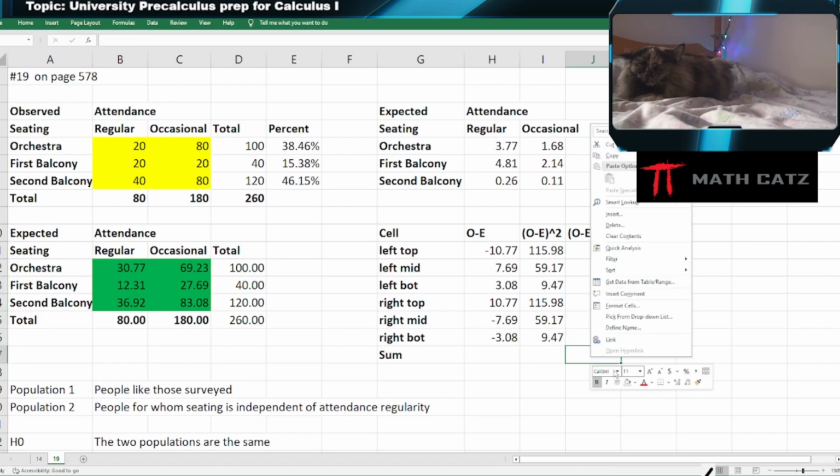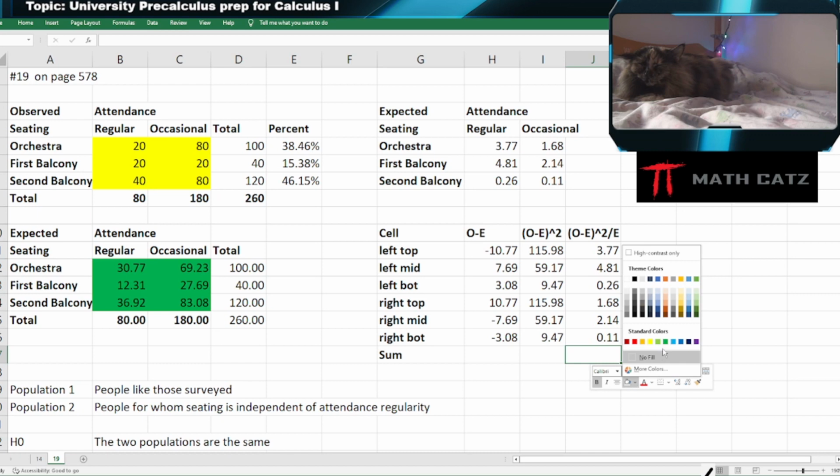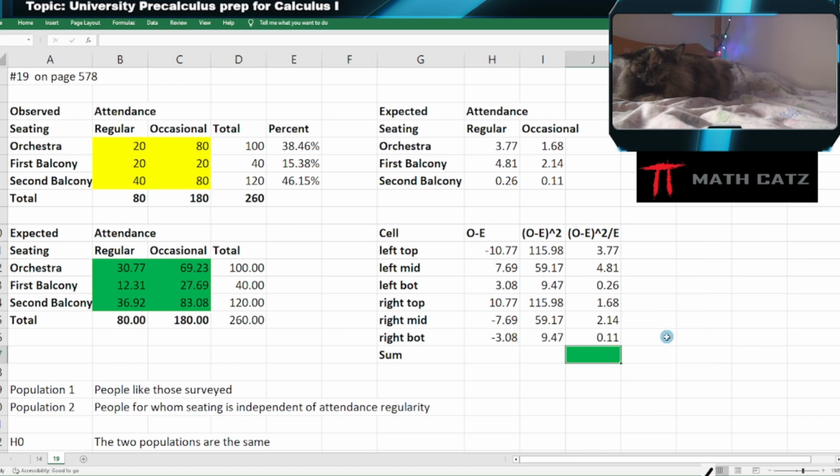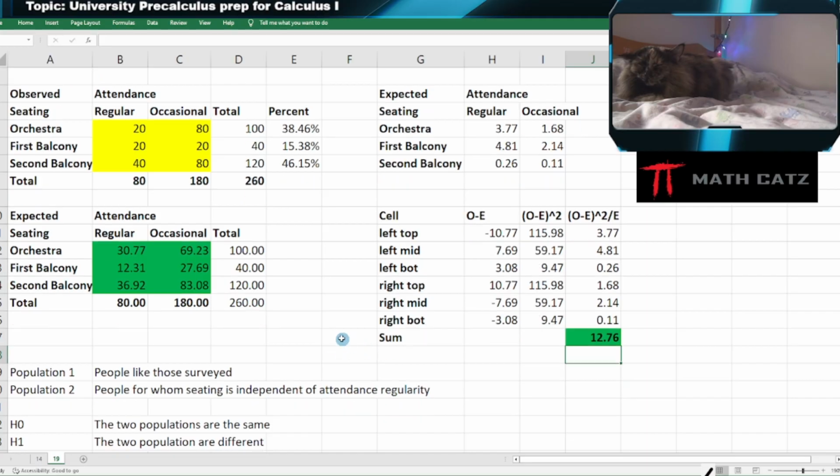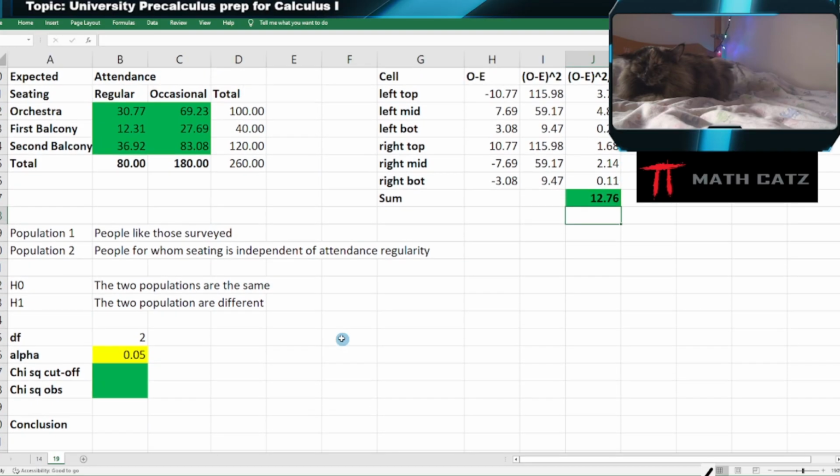Let's do a green here so that I can identify this cell as more important. I'm going to add them up, close my bracket, enter, 12.76. It's a rounded one presented, but if I want to be more accurate, I could see more decimals by changing the format. So let's see, where does that sit in our hypothesis test?